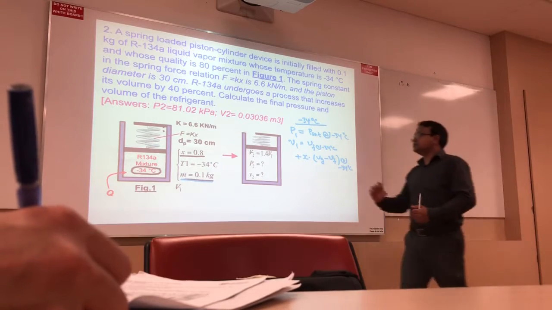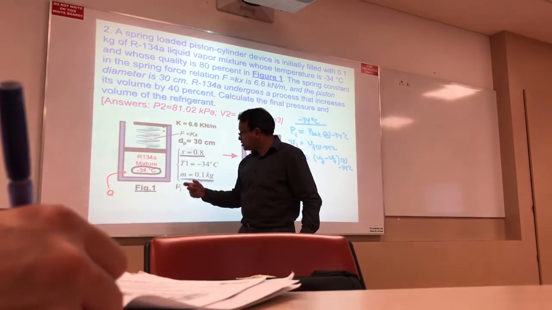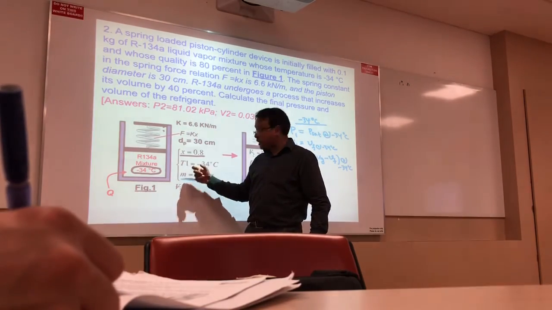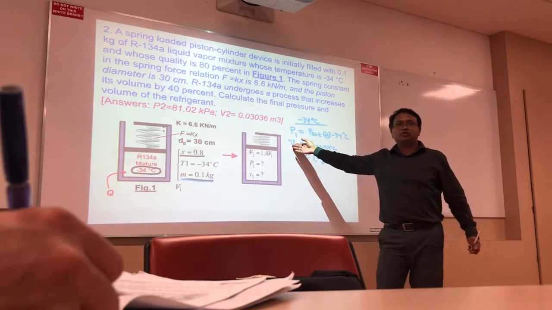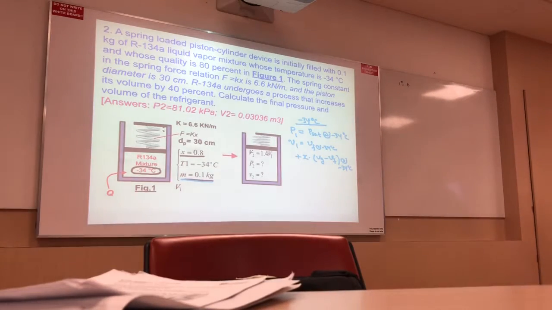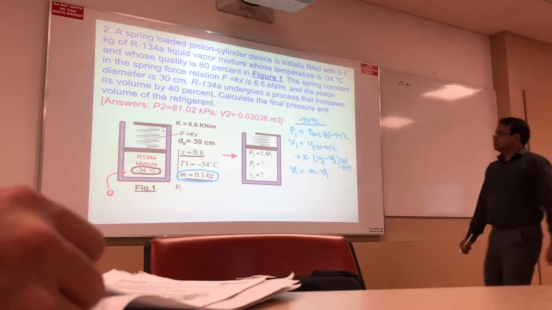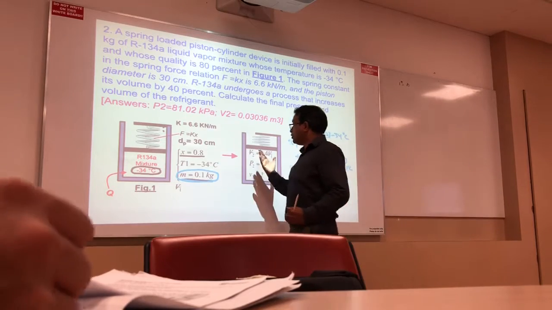Correct? So what is the total volume from here to here? I can find it, right? Because I know the total mass. Total mass times this specific volume, so I know the total volume. Agree? Total volume V1 at state 1 is equivalent to total mass, which is given, times specific volume V1, right? So I know V1, so I know V2. What is V2?